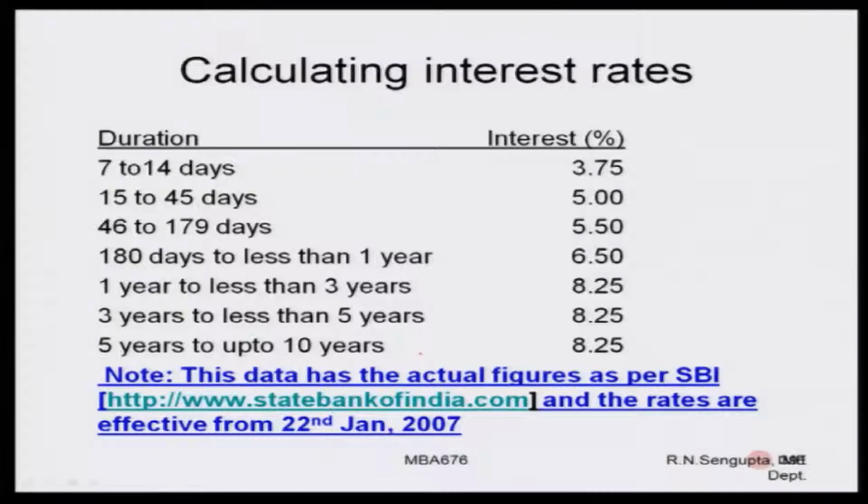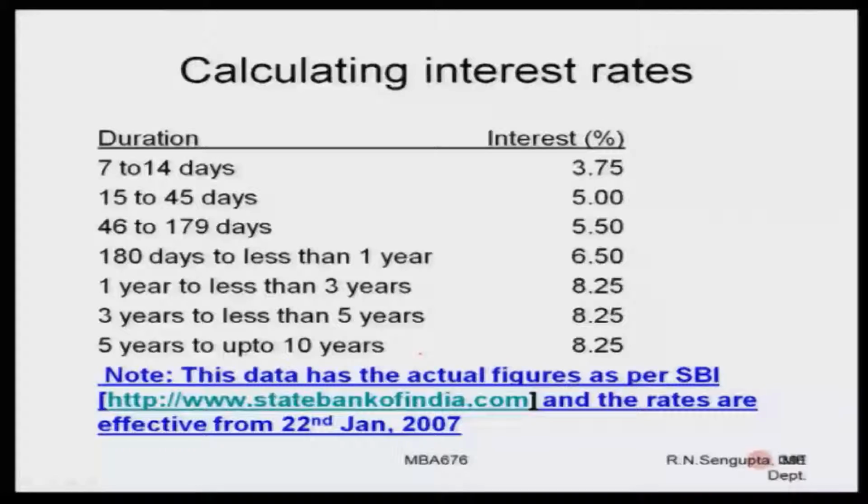Now, we will consider the interest rates. The data here is from the State Bank of India on 22nd January 2007. The 7 to 14 days interest rate is given as 3.75%. I am again not mentioning anything related to per annum or continuous compounding; we will come to that later on. If you remember, I mentioned time and again that the concept of per annum and whether it is continuously compounded or compounded a certain number of times is important, which we will see in a few moments. Then the 15 to 45 days interest rate is given as 5, 46 to 179 days is 5.5, and so on and so forth.